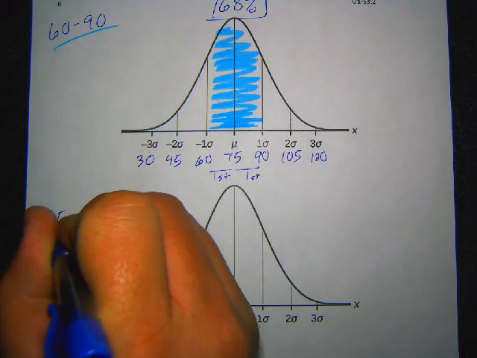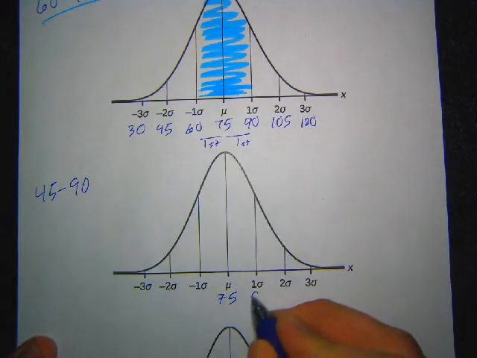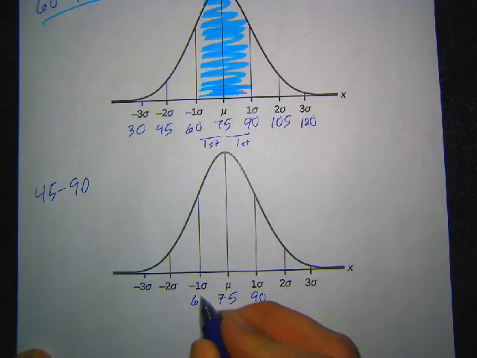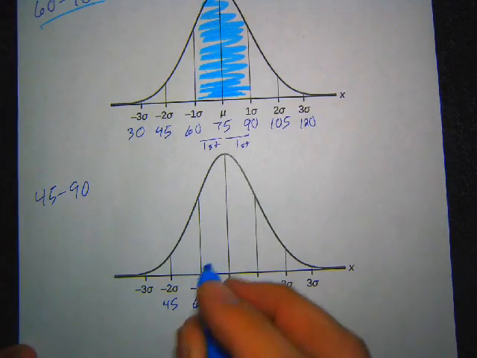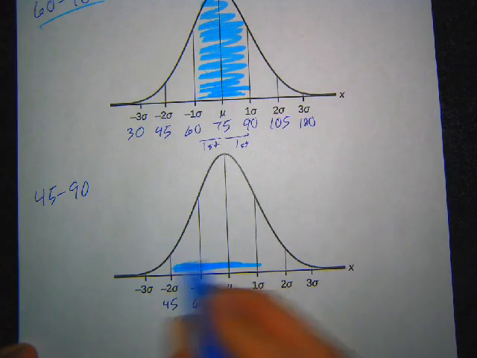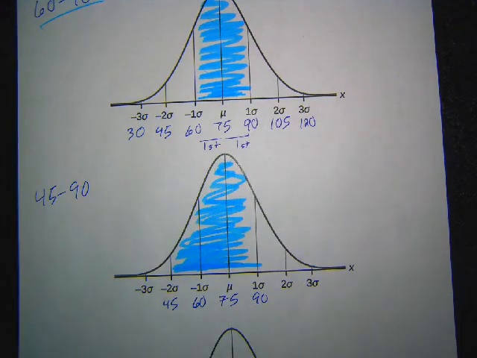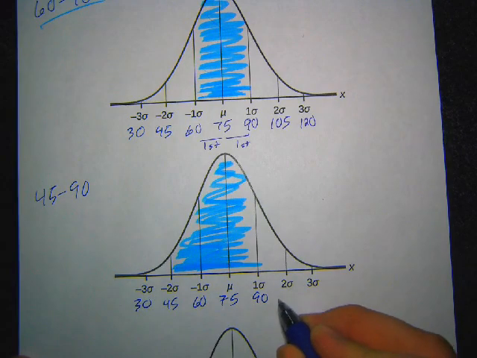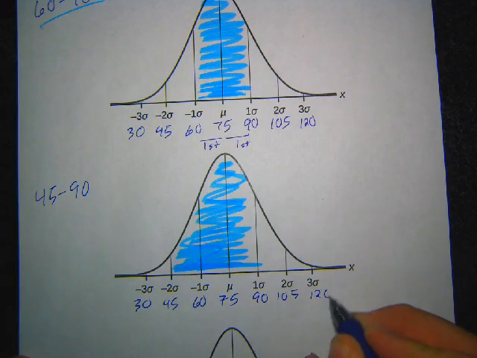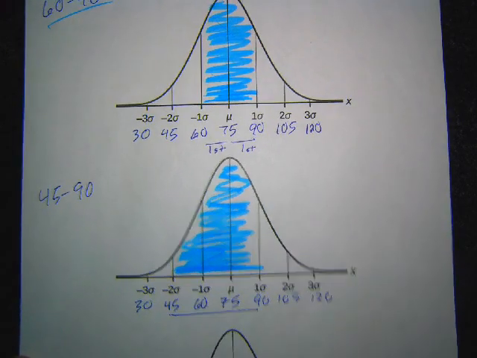The next one now is going to go from 45 to 90. So if I label everything up again, this one's 90, this is 60, this is 45, I can see now this time I'm looking for the range from here to here. So what percentage is shaded this time? That's what I'm looking for. I don't care about the 30 down here or the 105 or the 120. I just care about from 45 to 90, this region.